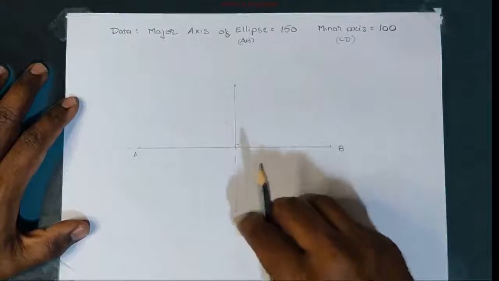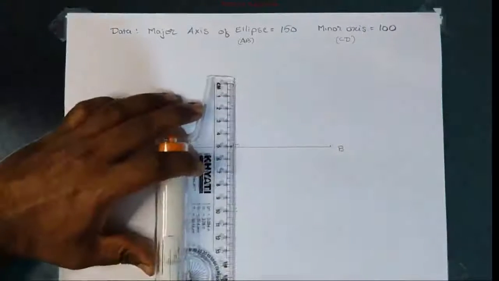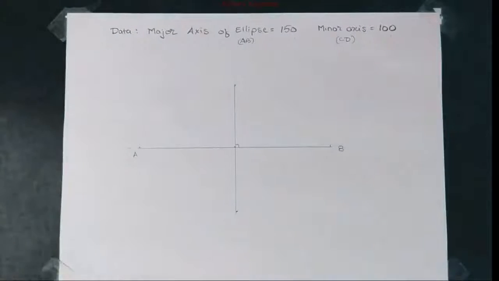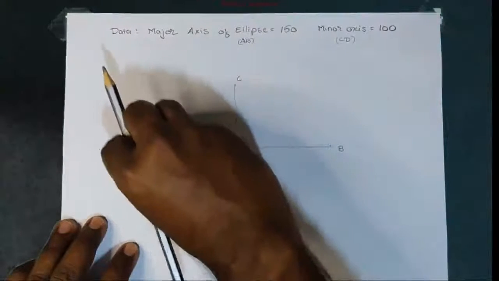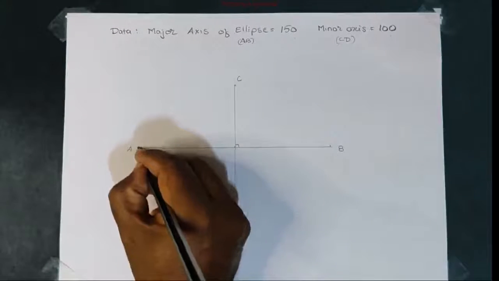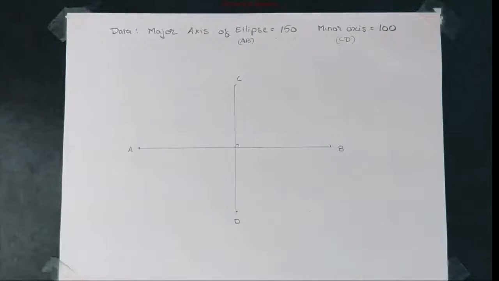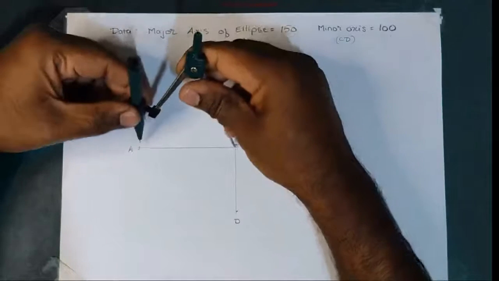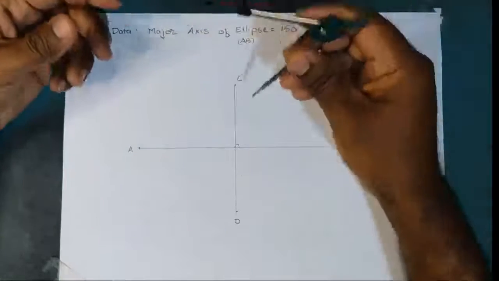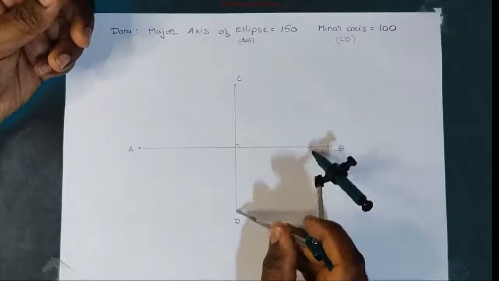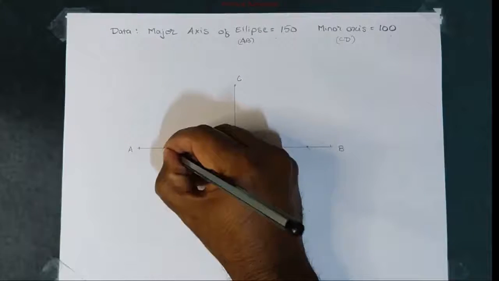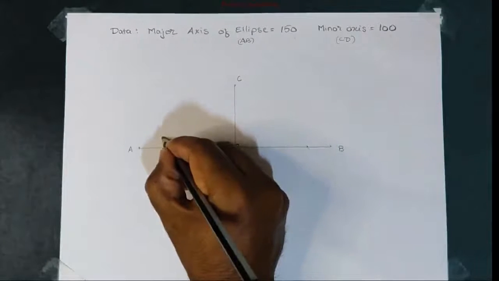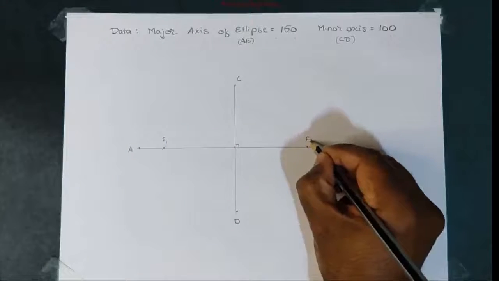So I get 2 points that are the endpoints of the minor axis. Total length is 100 mm. I name them C and D. Now to find the foci, I take a compass and take half the major axis distance. I put it on the minor axis endpoint and mark two arcs which intersect the major axis. So these are points F1 and F2. Both are foci of the ellipse.